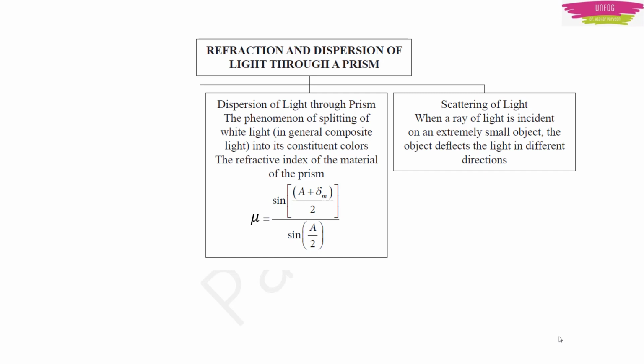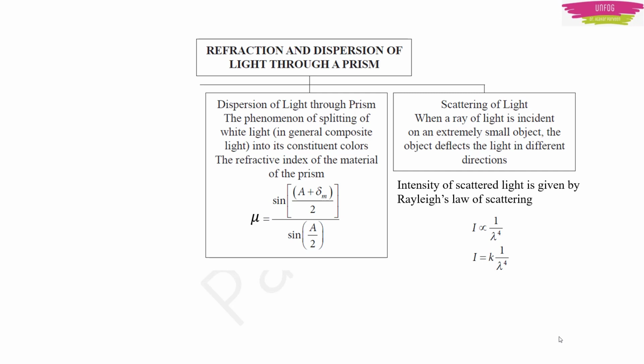Now if we talk about the scattering of light, as I already told you, when a ray of light is incident on an extremely small object, the object deflects the light in different directions. That's why the word scattering is there. Now keeping these two things in mind, we should know that the intensity of scattered light is given by Rayleigh's law of scattering. This scattering was explained by Rayleigh, a scientist who gave this law, which was named after him.